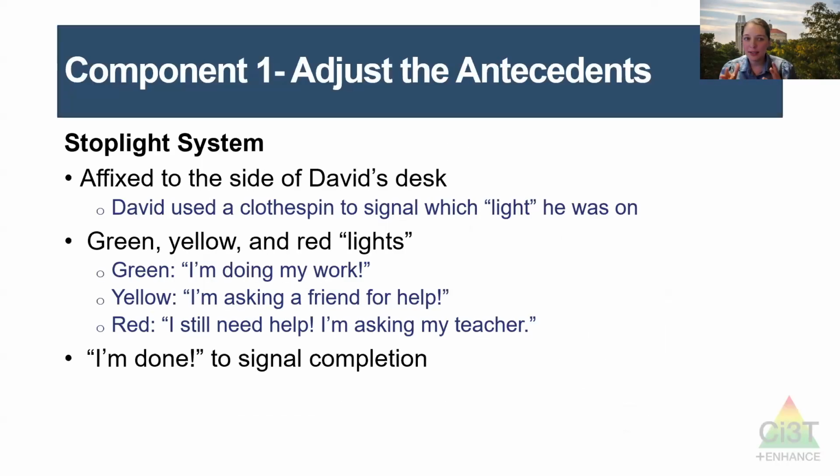And they developed this stoplight system. It was right on his desk. He was an elementary student. He was in 2nd grade. And it had a little clothespin, and he could put it on green if he was good to go, yellow if he needs some help and he could talk to a friend, and red is, I need help. Please come help me now. And then he had an all done to signal he was done.